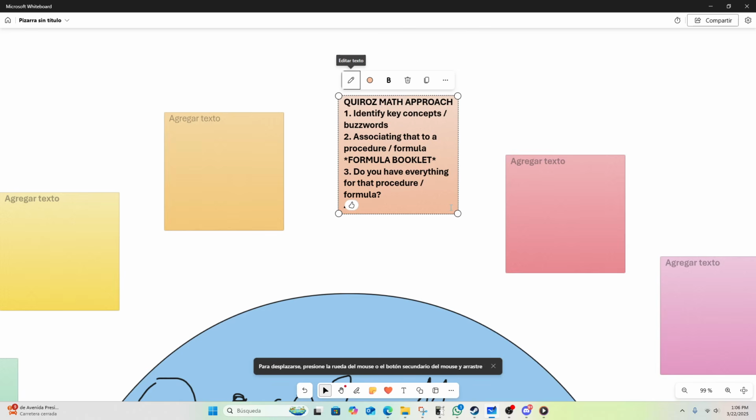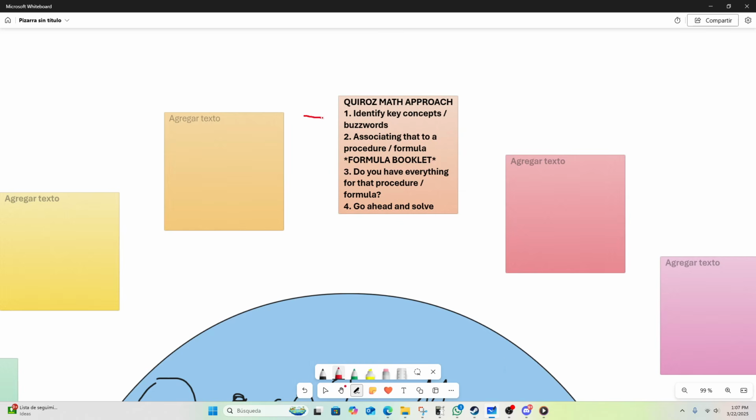Go ahead and solve. See? So this last thing, we're actually going to call it go ahead and solve. So what's the main idea I'm trying to share with you? If you learn deeply the key concepts and the buzzwords, and you get familiar enough with them, you will be able to jump from key concepts to procedures and formulas. And a lot of these procedures and formulas are within your formula booklet.